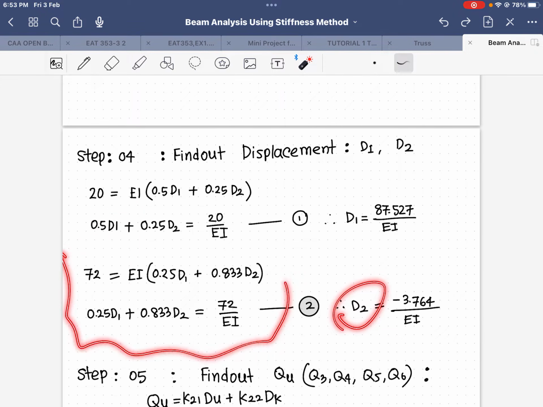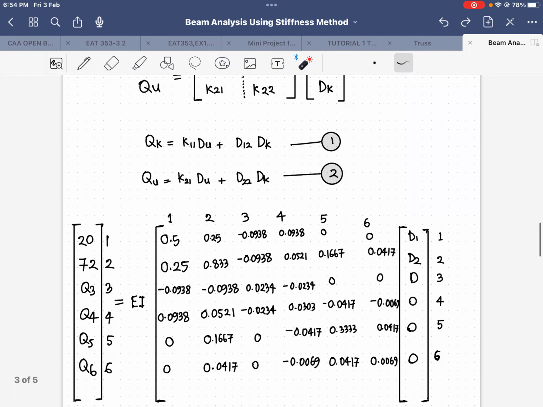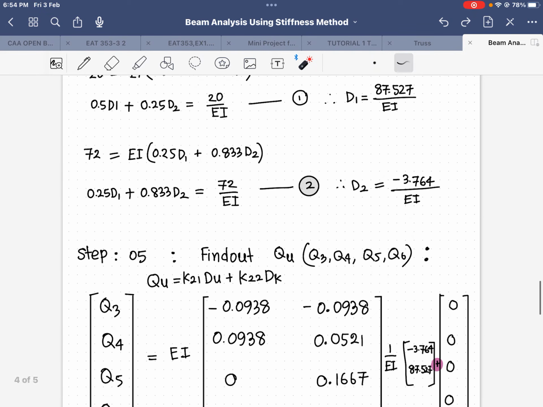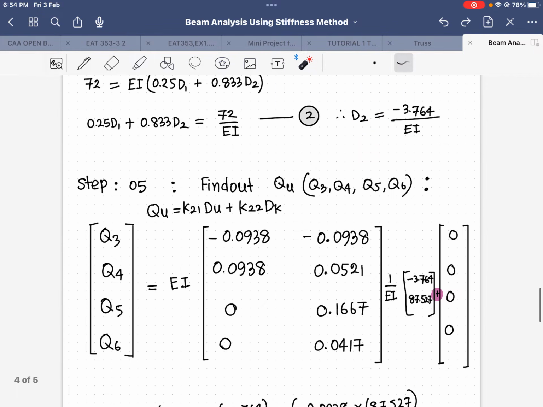All right, the same thing I did in here for the second one. I have the qk, the external load, 72. In here you can see this is the 72. I just put in here 72. In this case I take 0.25, then I multiply with d1, and 0.83, I multiply with d2. Once I solve this equation, I will get d1 and d2. When we finish this, we have the step number 5.